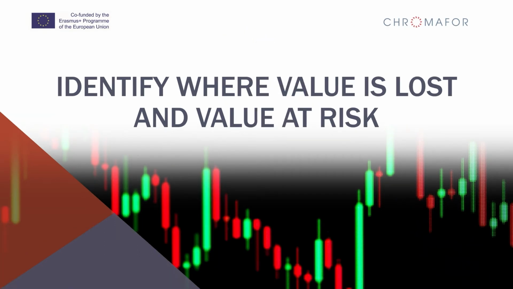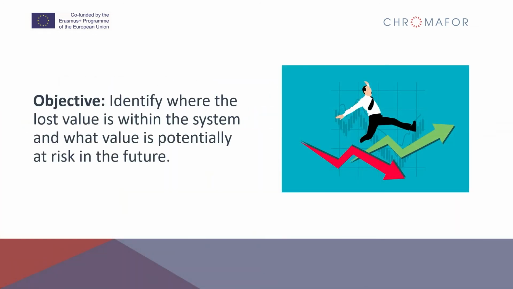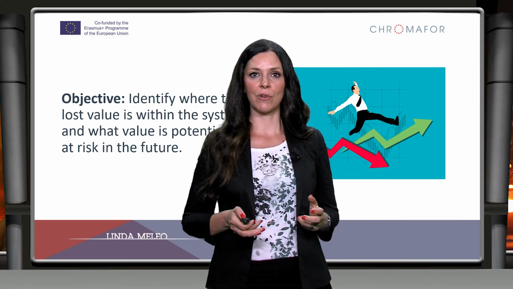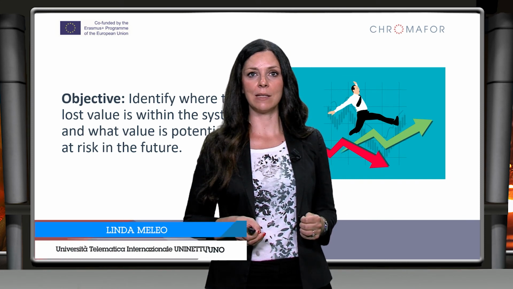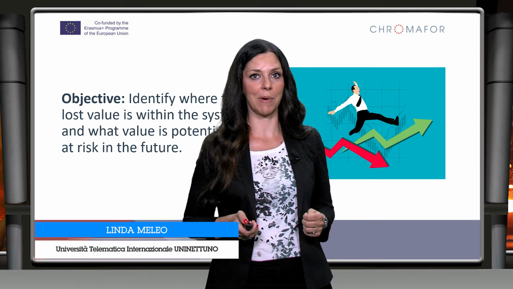Now let's move to the third topic of this lesson. Identify where value is lost and value at risk. Which is the goal of this activity? The goal is to identify where the lost value is within the system and what value is potentially at risk in the future. This is important to foster resilience and sustainability of companies and to be more competitive in the market.